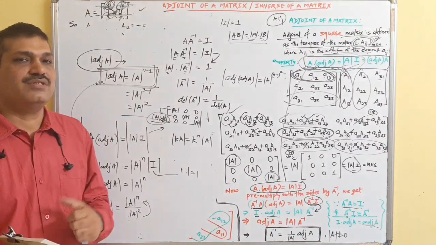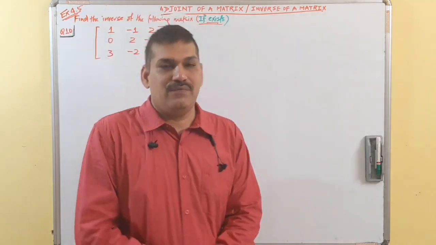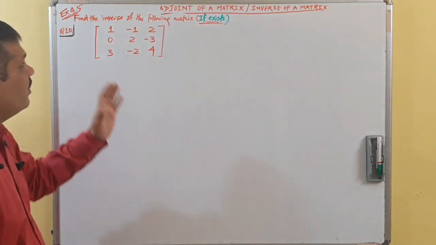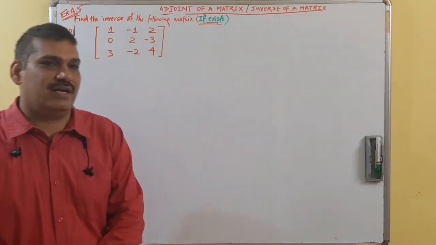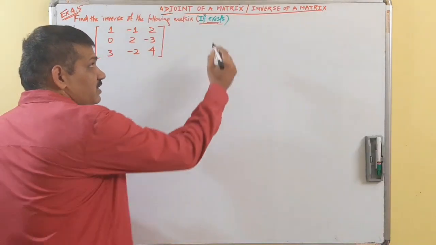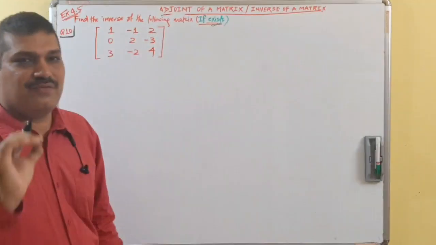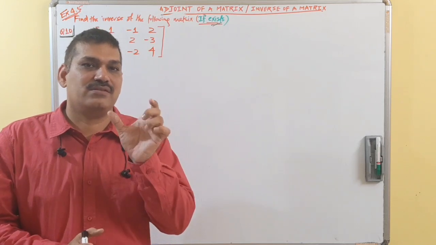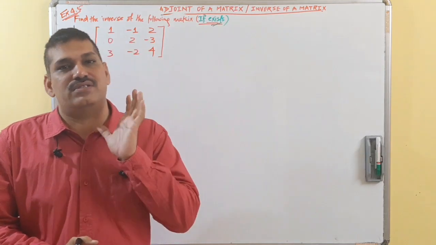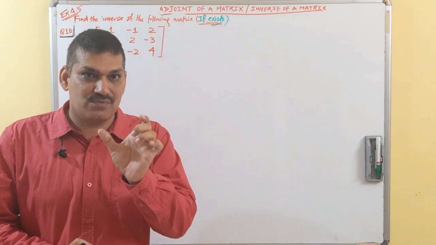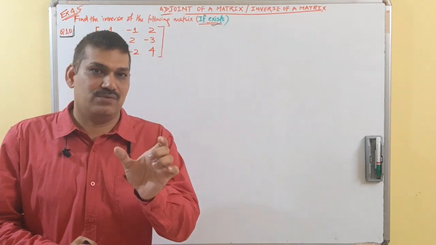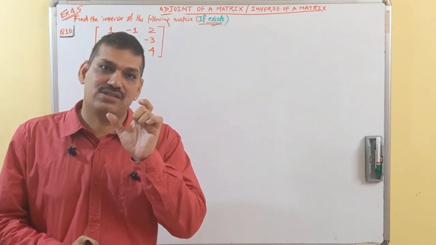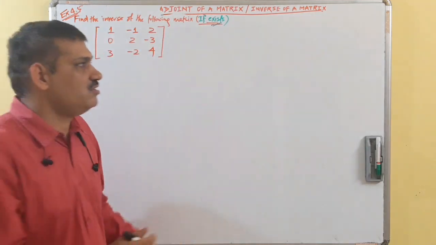Now we take some other questions. We have taken question number 10 from exercise 4.5. Here we are to find the inverse of the matrix, if it exists. Whenever we try to find the inverse of a matrix, first of all we check whether the matrix is singular or non-singular. For a matrix to be invertible, it must be non-singular, that is, its determinant must be non-zero. If the determinant is non-zero, then it is non-singular.